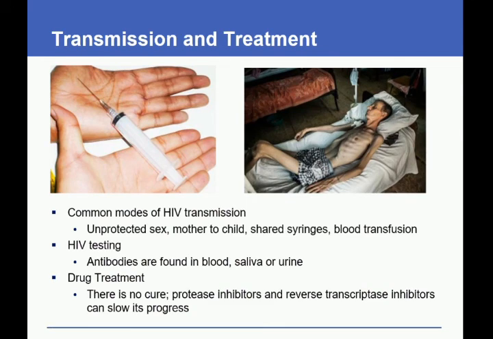Common modes of HIV transmission: unprotected sex, mother to child, shared syringes, blood transfusion. HIV testing: antibodies are found in blood, saliva, or urine. Drug treatment: there is no cure. Protease inhibitors and reverse transcriptase inhibitors can slow its progress.